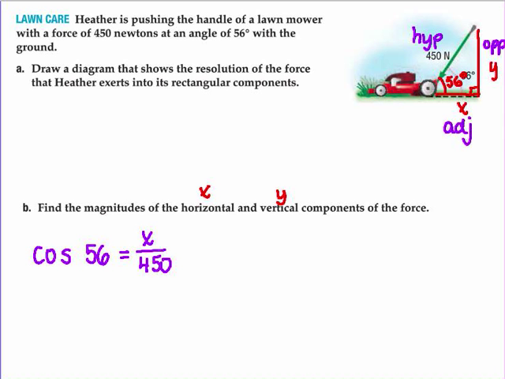To solve that, I'm going to multiply both sides by 450, and you're just going to use your calculator. You need to make sure your calculator is in degree mode and not radian mode. Remember, you go up to mode and you can check to see if it's degree. What I need to do now is take 450 times the cosine of 56. What is 450 times the cosine of 56? 251.64. 251.64, my label will be newtons. So that is my horizontal.